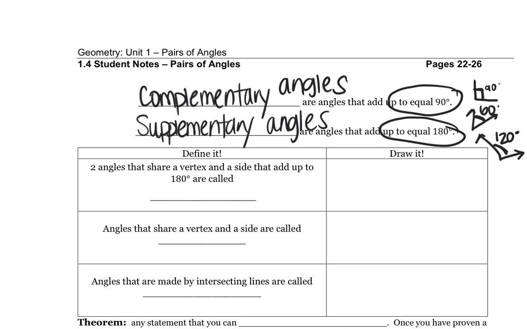Okay? Let's keep talking about more pairs of angles. Two angles that share a vertex and a side that add up to 180 are called linear pairs. Okay, what's important for a linear pair that you should know is that it's two angles that, yes, they form 180 degrees, but they must be right next to each other and form a line. So they form a line.